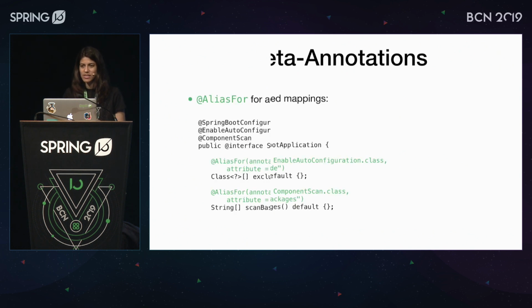There's also some advanced configuration that you get with meta annotations. If the composed annotation wants to expose some of the attributes from the underlying annotations, it can use @AliasFor on the attribute, and then that will map to the attribute in the underlying annotation. So in this example, we have the @SpringBootApplication annotation, which is meta-annotated with, let's say, @EnableAutoConfiguration and @ComponentScan. So the exclude attribute is an alias for @EnableAutoConfiguration's exclude. And scanBasePackages on @SpringBootApplication is an alias for @ComponentScan's basePackages.